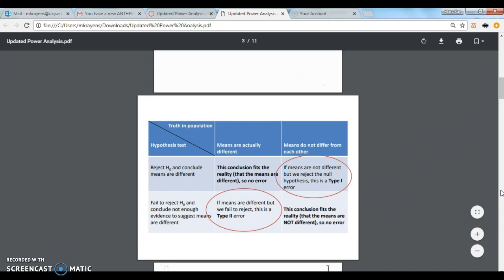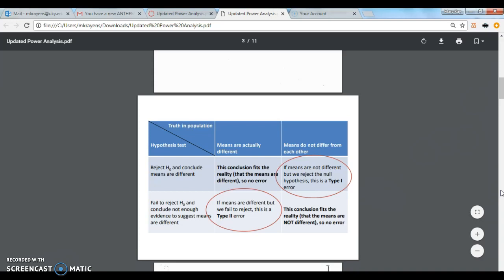On the other hand, if the means are actually different, and we fail to reject the null hypothesis, our t-test suggests that the p-value is large. We failed to reject the null hypothesis. So our conclusion would be that there's not enough evidence to suggest that the means are different, even though in fact they really are. This would mean that we have a type 2 error.